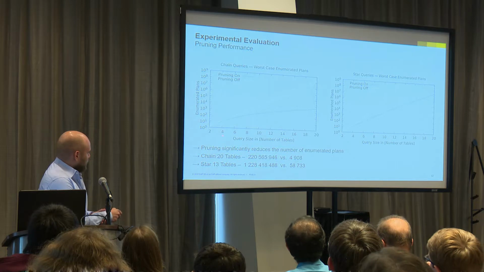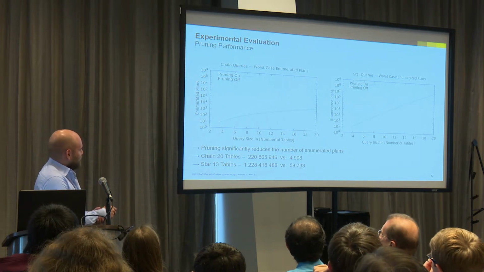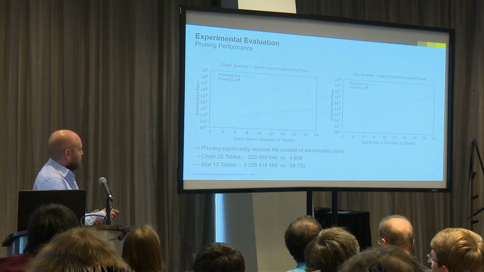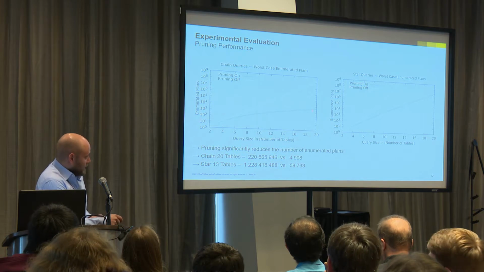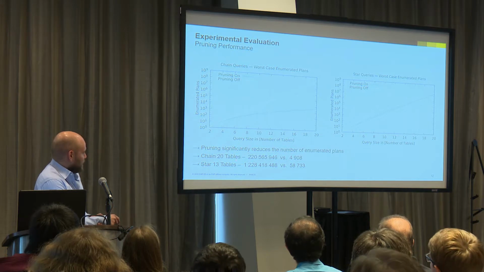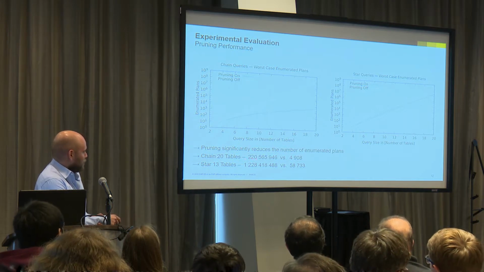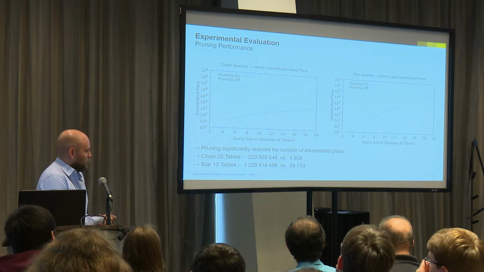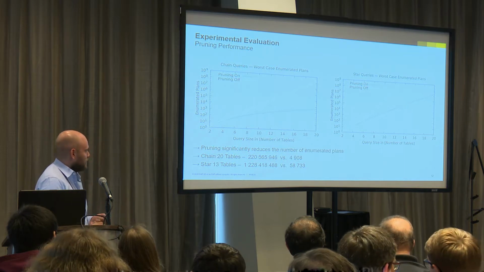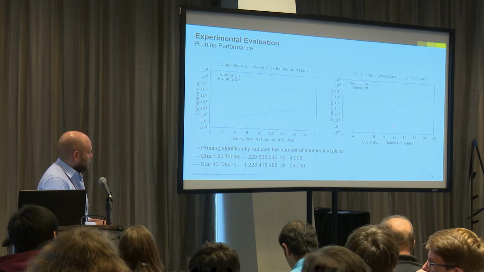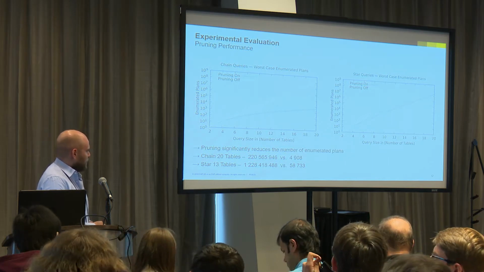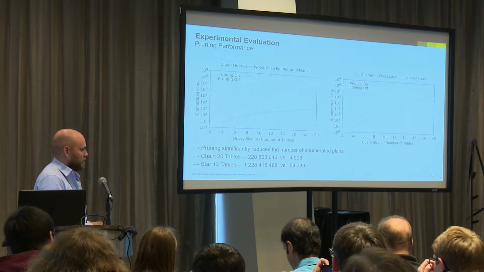We again have the query size on the x-axis and the enumerated plans on the y-axis, and we compare pruning enabled and disabled for chain queries and for star queries. We see that for 20 tables, on a logarithmic scale, without pruning there are over 220 million enumerated plans, and with pruning it's just around 5,000. So pruning really makes this algorithm applicable. For the star query, we stopped at 13 tables, where without pruning we are over 1 billion enumerated plans, and with pruning it's just 60,000.